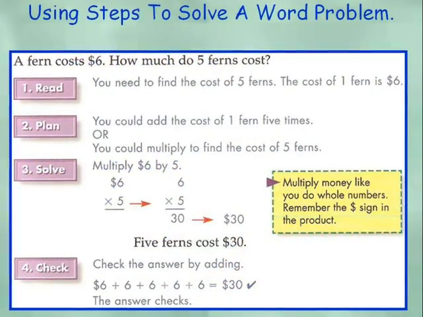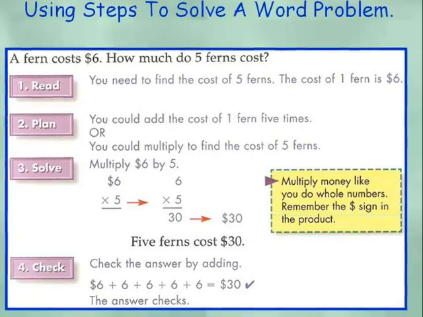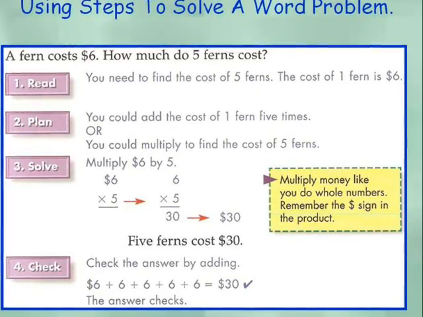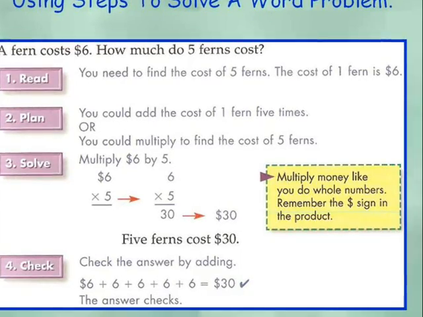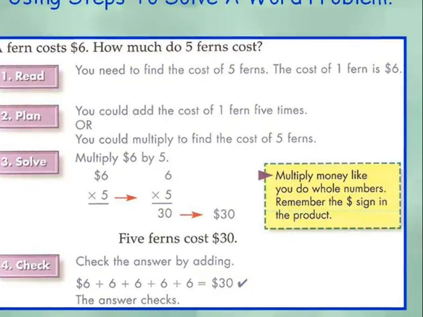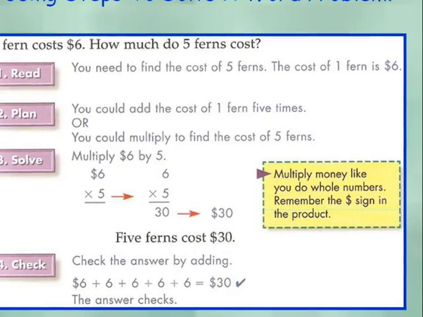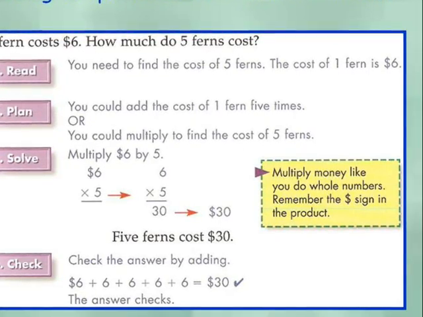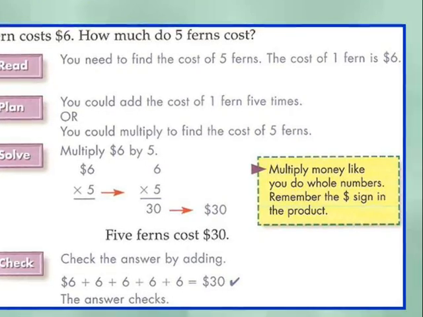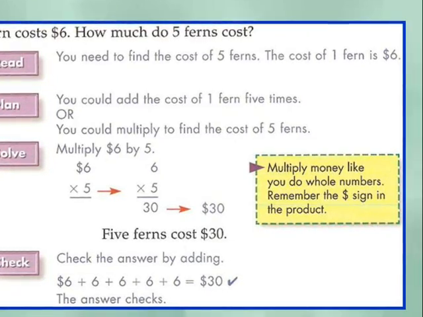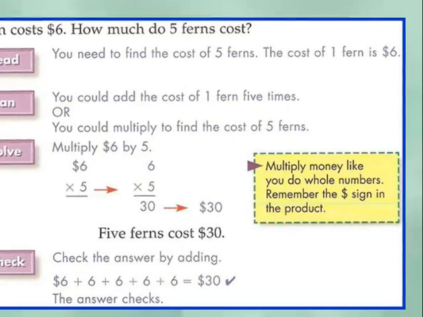Here you'll see a slide I use with using steps to solve a word problem. This is an example where a fern costs $6. How much do 5 ferns cost? Note that we have read, plan, solve, and check. Each step for solving a word problem is listed there, and the students use those steps and the format that I showed before to record as they work through them.